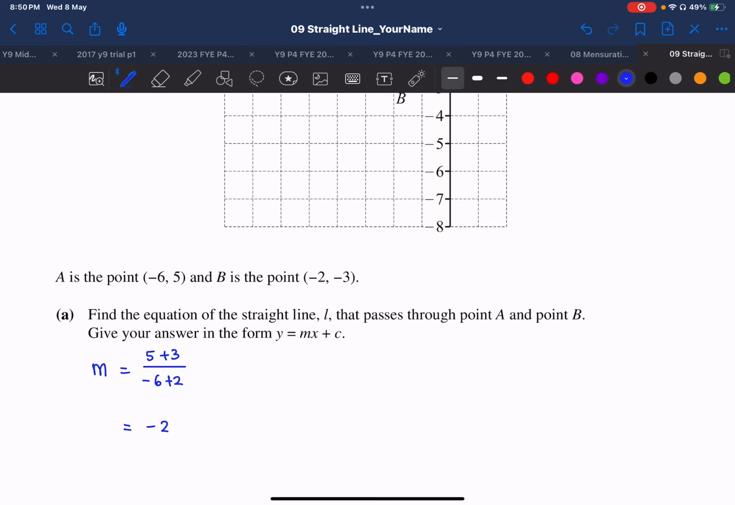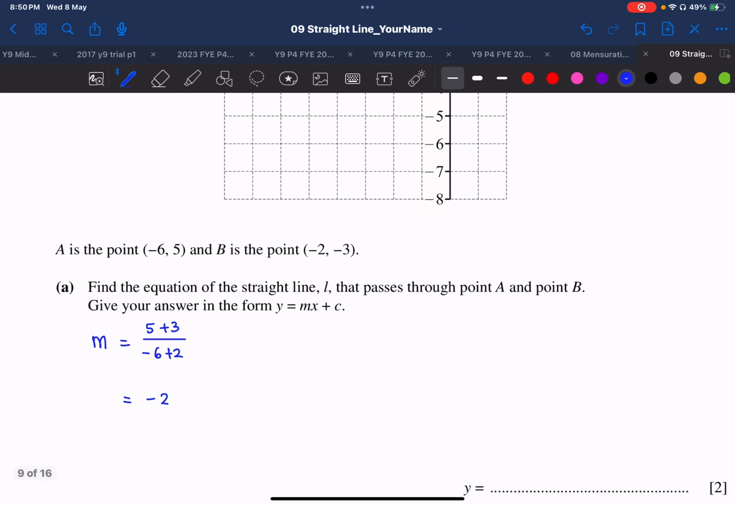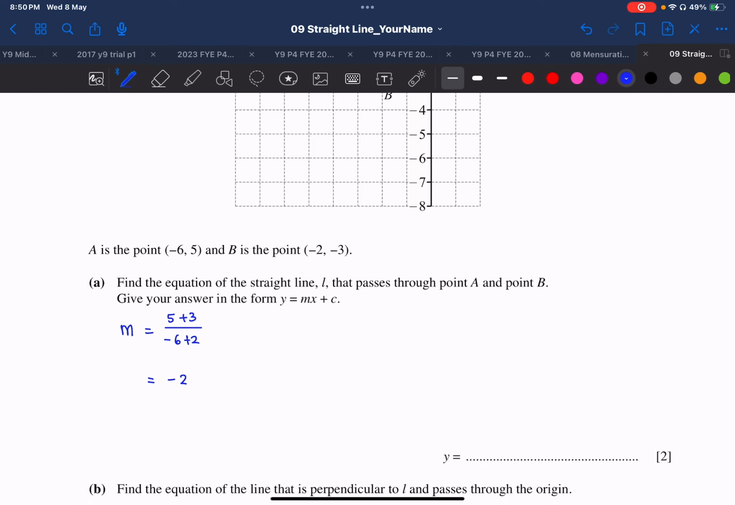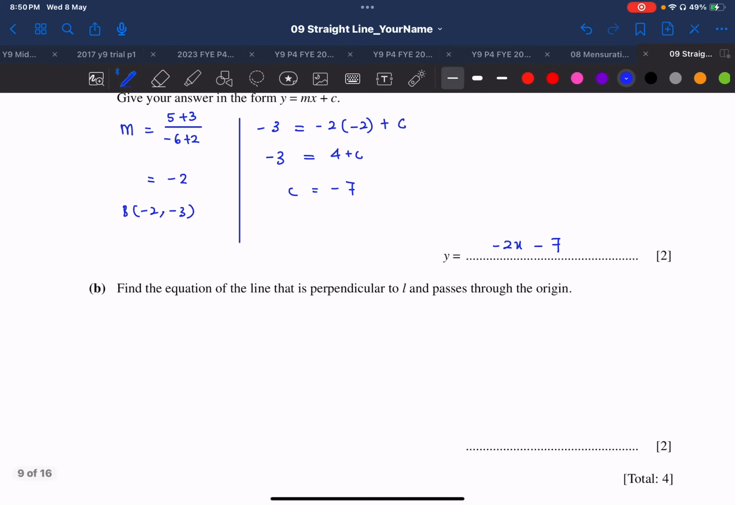Because the line passes through A or B, I randomly choose the B point. So the y is -3 and the gradient times x is -2 plus c. So -3 equals 4 plus c, so c is -7. So the conclusion: the line equation is y equals -2x minus 7. This is the answer for part A.